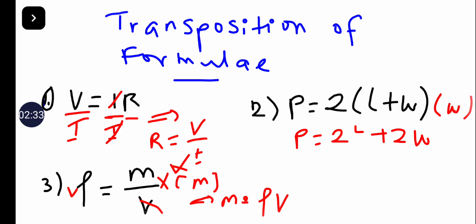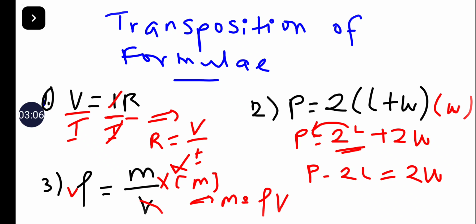We have here 2L plus 2W. Now we have to make W the subject. What is separating both of them? Addition. So to remove this term, I subtract it from both sides. So I have here P minus 2L is equal to 2W. As this one comes this way, it crosses the equality sign and becomes negative.